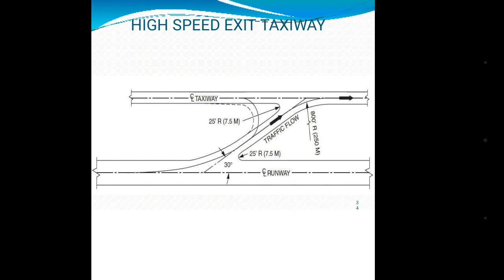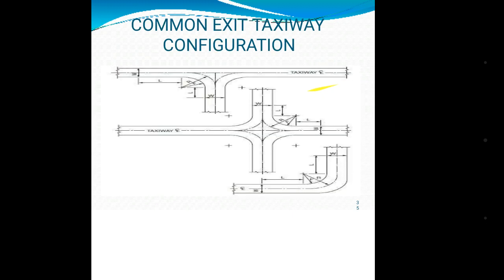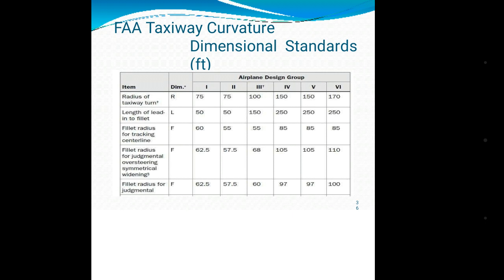So high speed taxiways, as I said earlier, this is the picture for the high speed taxiways. This is the common exit taxiway configuration, exactly perpendicular to the runway. Now the taxiway curvature and the standard dimensions in the table give us an idea about this: the radius of taxiway turn, length of lead-in to the fillet, and the fillet radius for the track center line. All these dimensions for the different airplane categories are illustrated in this particular table.